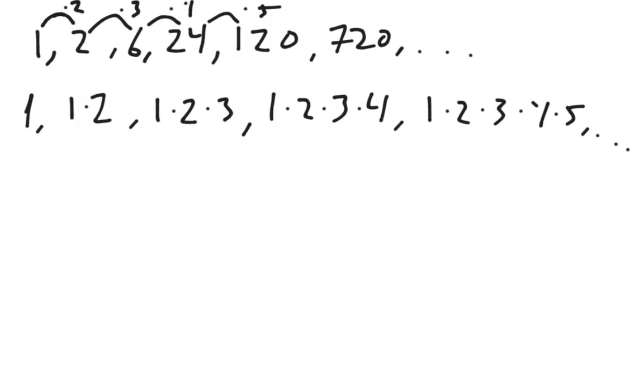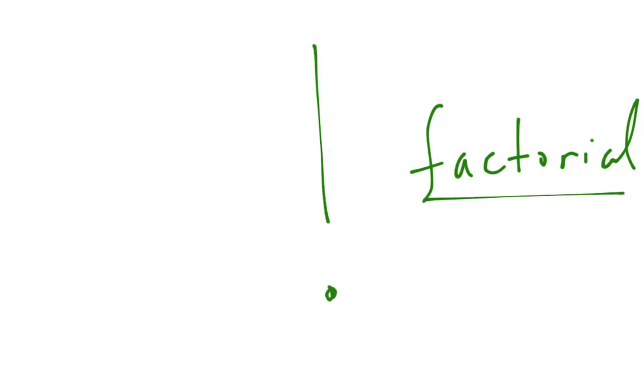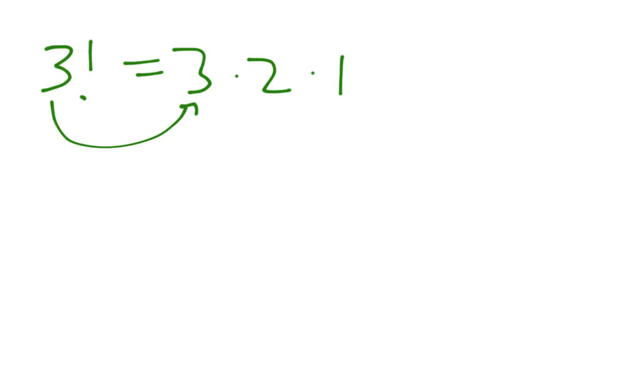This gets really long and boring to write after a long time, and so the way that we denote this is with the very exciting symbol, the exclamation point. This is called a factorial. And a factorial is just an easy way to condense the notation that we just did. So for example, 3 factorial is you start with a number, 3, and then you just subtract 1 until you get down to 1. So 3 factorial is 3 times 2 times 1, which is 6.